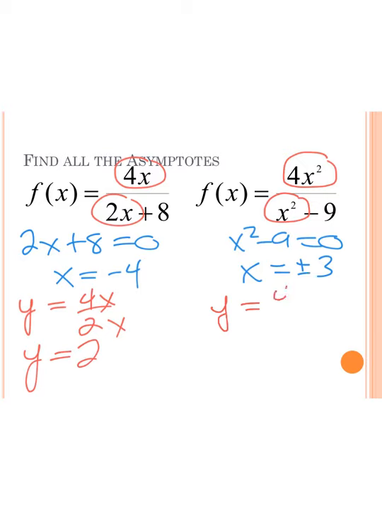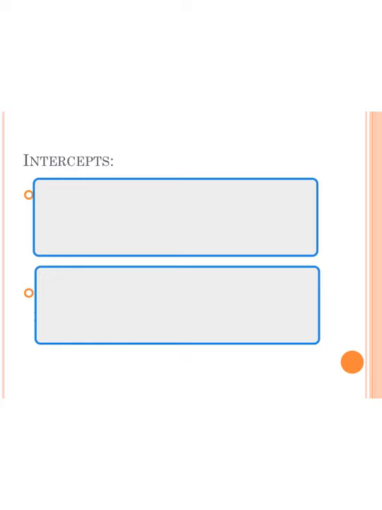Y is going to equal 4x squared over regular x squared. And then when I solve that, we get y is equal to 4 as our asymptote. So there you have it, our asymptotes for those two functions. When we're trying to find our intercepts, there's two to talk about. We have the x and the y intercepts.